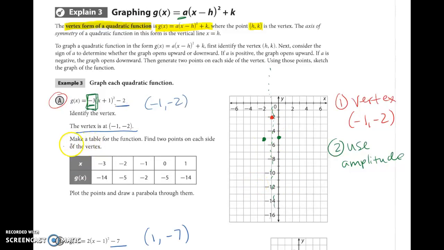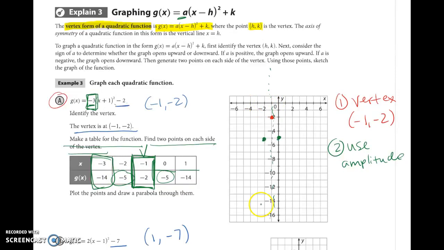But the book likes you to make a table, find 2 points on each side of the vertex. So the book wants you to put your vertex here, and then choose the 2 points to the right and the 2 points to the left. So if I'm at negative 1, the next point would be 0, 1, and the next points back would be negative 2, negative 3. And if you plug those in, you would actually get those same points that I just found for you at negative 5. See that? 0, negative 5, negative 2, negative 5. But what's nice about what the book has you do is if you do this, you'll actually have another point.